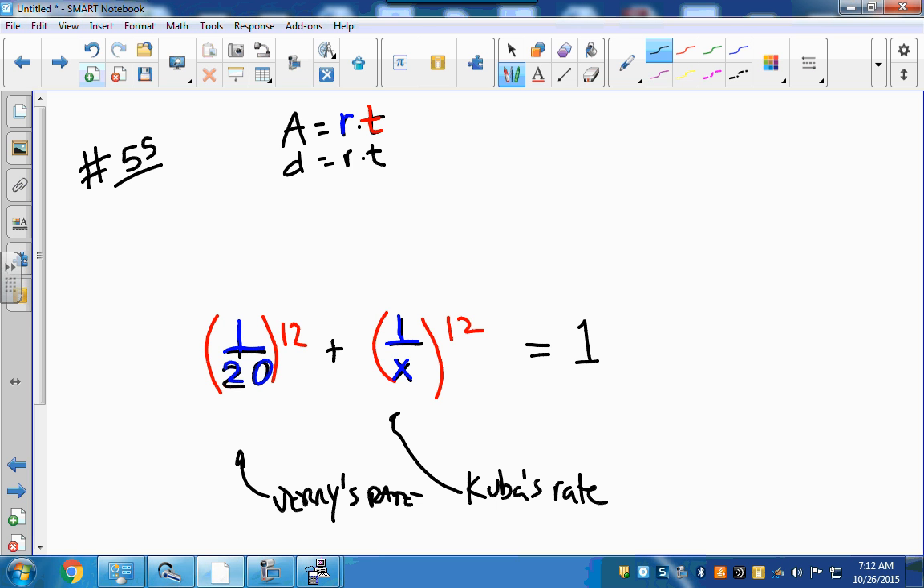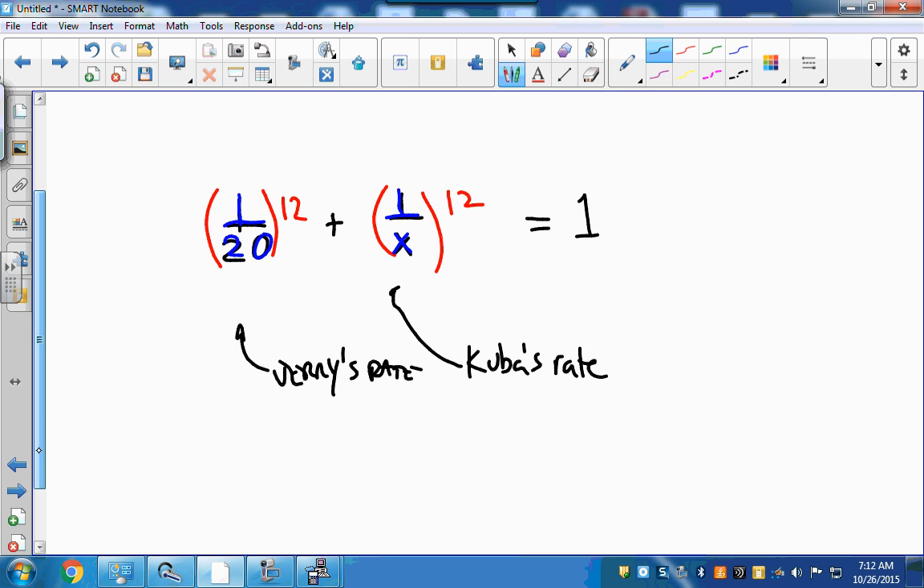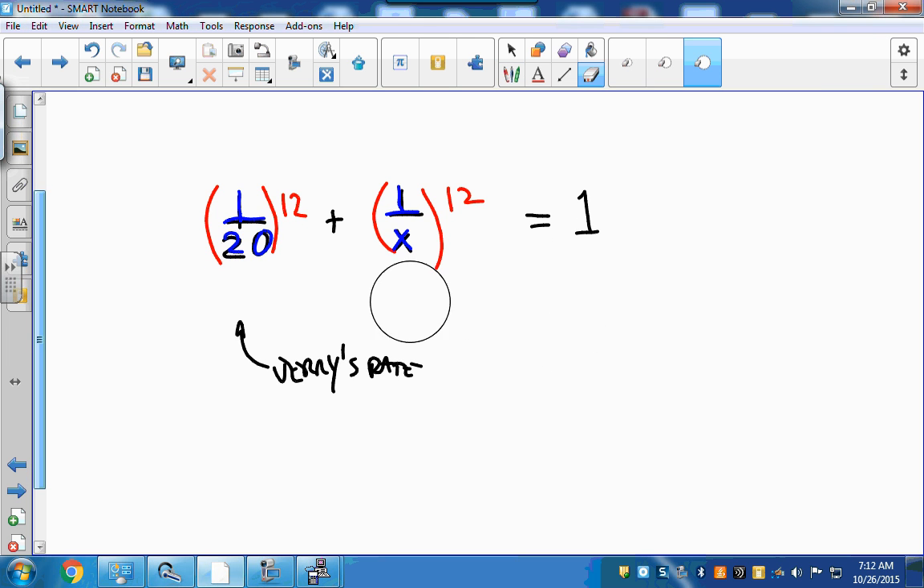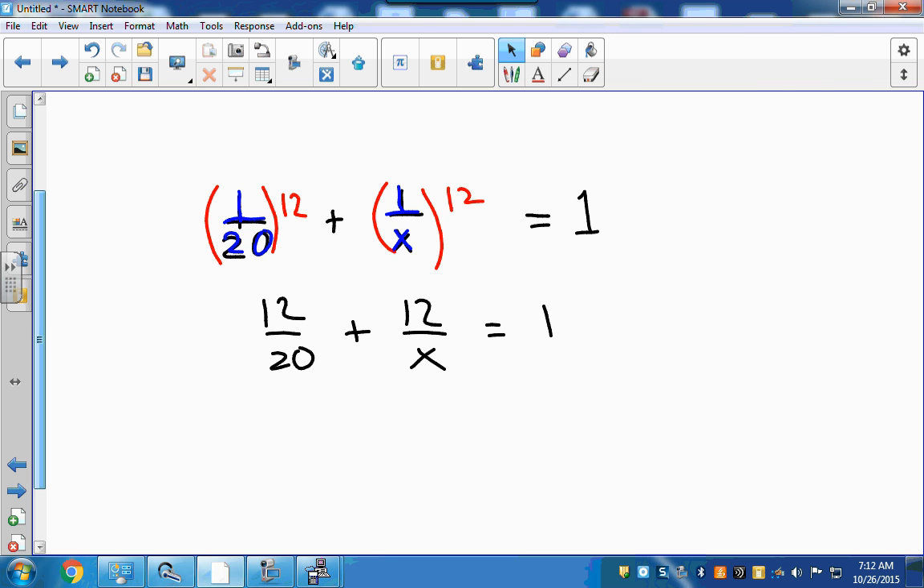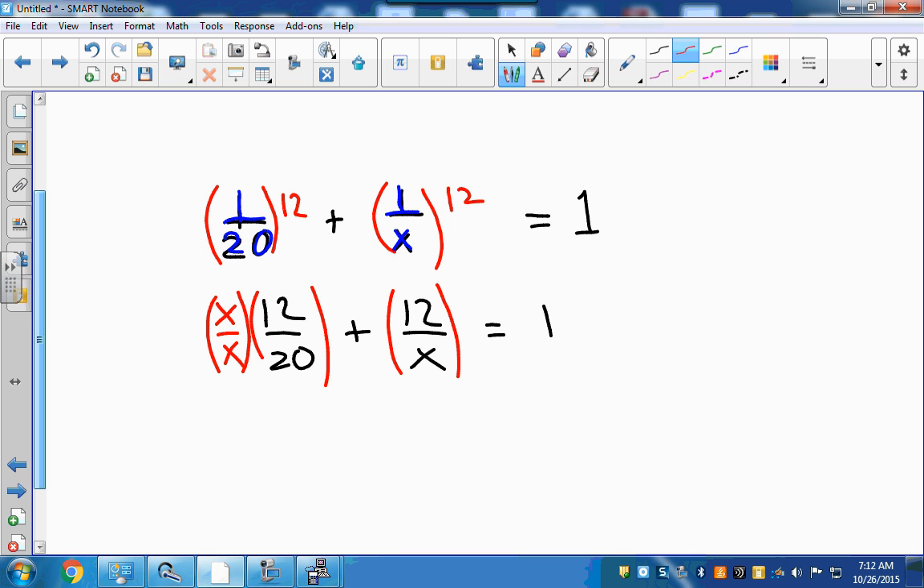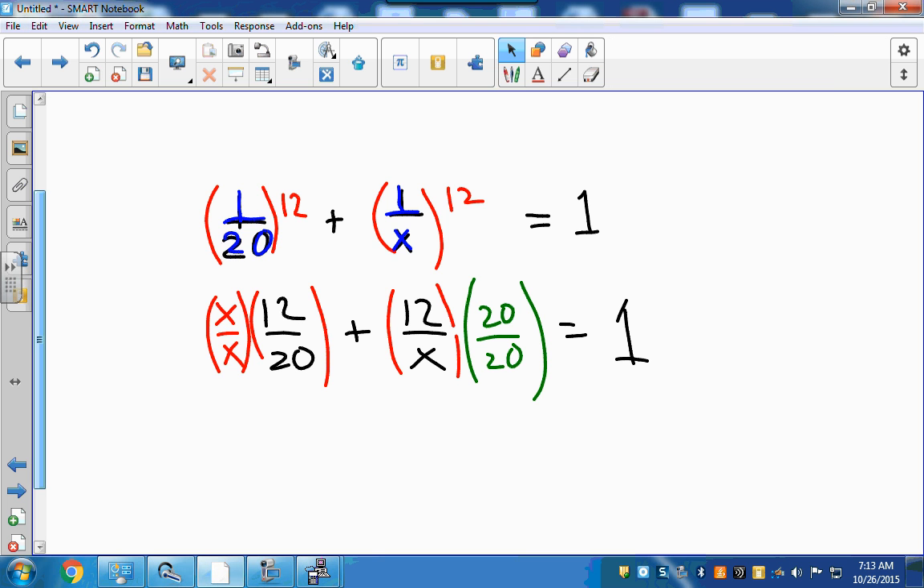Okay, so we have an equation here that has some rational expressions. We'll clean these up a little bit. And so we have 12/20 plus 12/x is equal to 1. You can get a common denominator if you like. I suppose we could reduce 12/20, but let's just go ahead and put x and x. And for this one, we'll put 20 and 20. Let me move my 1 out of the way. So multiply this one by 20/20. Okay. So here's our new equation.